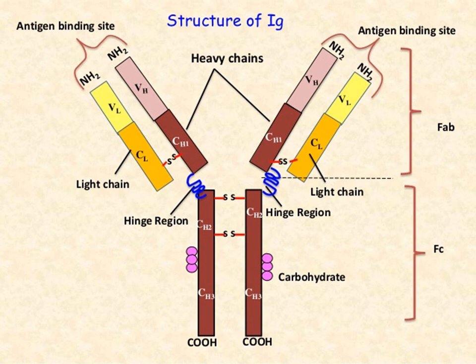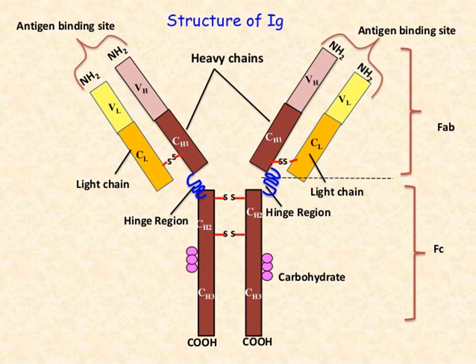There are two important points to note about these heavy chains and light chains. At a single time, only one type of light chain will be present, either kappa light chain or lambda light chain. When we talk about the heavy chains, in a single immunoglobulin molecule, only one type of heavy chain will be seen. It may be alpha, gamma, delta, mu, or epsilon. There will be no combination of two light chains or two heavy chains. So at a single time, there will be only one type of light chain and one type of heavy chain.